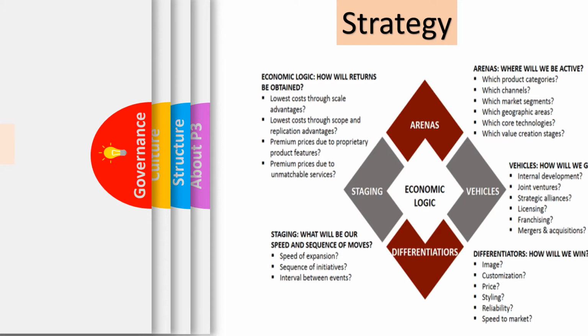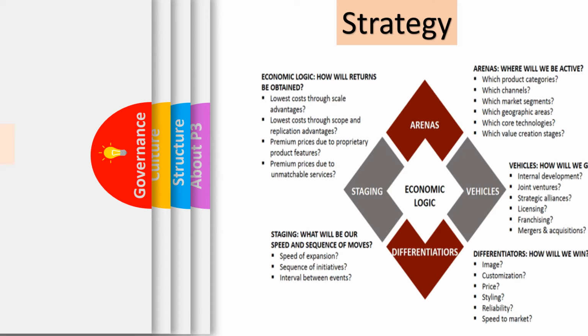Arenas: where will we be active, which product categories, which channels, which market segments, which geographic areas, which core technologies, which value creation stages. So what exactly do you want to sell in that new marketplace? If we look at Tesco, when Tesco wanted to go into America, they weren't selling their whole range of goods and services and all the electronics and all their clothing, but they were focusing on their foods. So again, which product categories, it was their foods. So what market segments were they targeting? Which geographical areas in the US were they going to target as well?